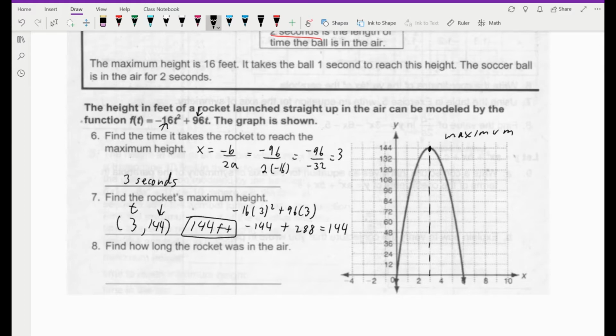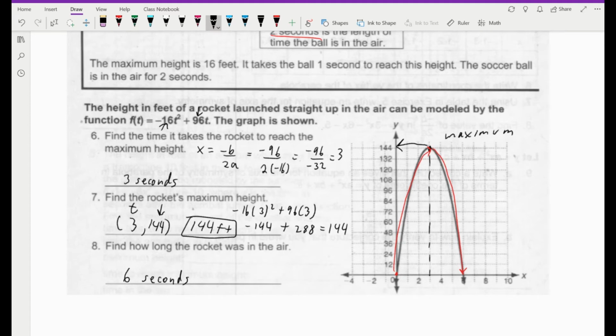And we can see it, of course, off the graph. Now, this was graphed just so that we can see that the equation and the parabola drawn both match up. So just so we can check our answers. Now, find how long the rocket was in the air. Well, if it takes 3 seconds to go from the ground up, then it takes another 3 seconds to come back down to the same height, which is at the bottom. So the total time in the air is 3 seconds up and 3 seconds down, which is 6 seconds.